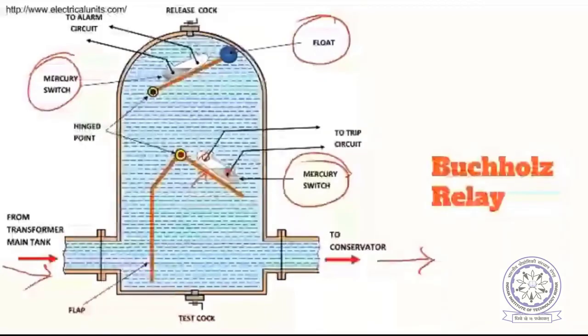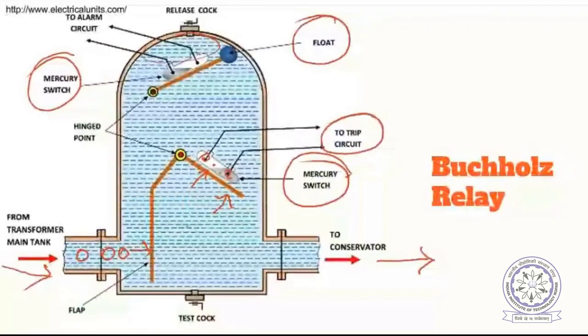Gases come out, and then they will push this handle, and this will pull this up. Then this becomes flat. When this becomes flat, this mercury connects both these terminals. Then it will go to trip the circuit. And again, the same gases will occupy the space here and push it down. The float will come down and then it will connect these two and raise the alarm. So let us see how it works.